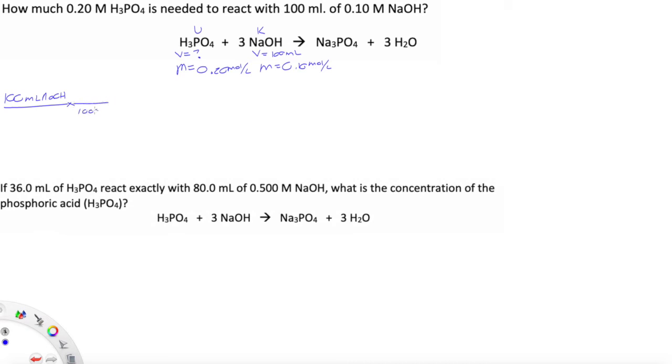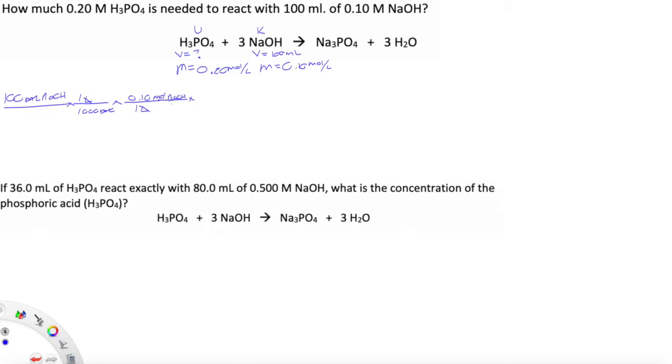I know that there are 1,000 milliliters in 1 liter. Milliliters will cancel out, and now I'm in units of liters. So now I can use that concentration. I'm going to go ahead and set that up so that liters will cancel out. So 0.10 moles over 1 liter. Now liters will cancel out. That's moles of sodium hydroxide.